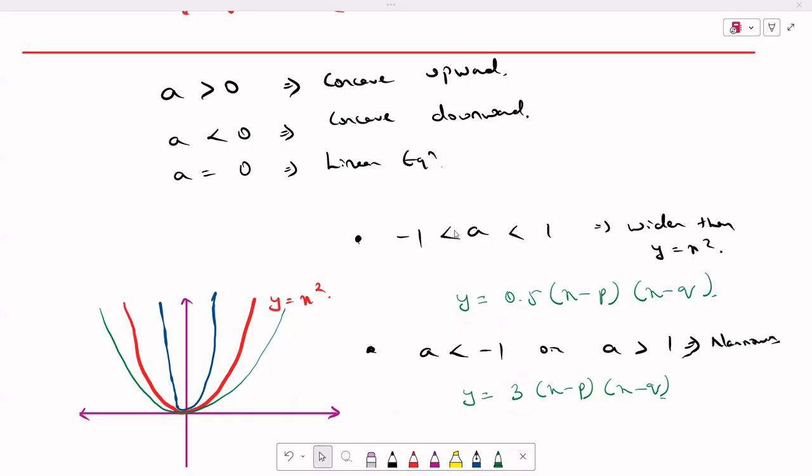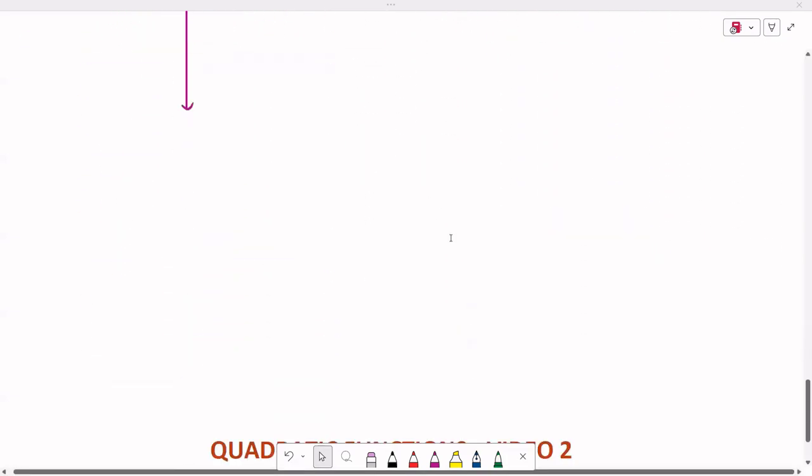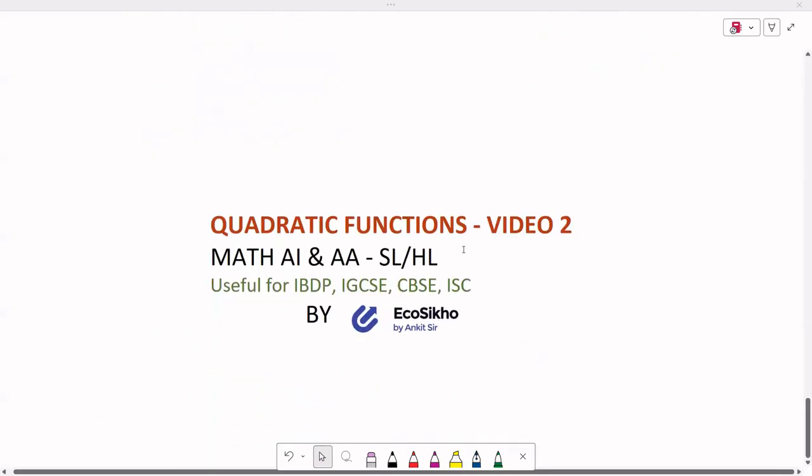So if a lies between -1 and +1, we get a curve which is wider than y equals x square. And if a is less than -1 or if a is more than 1, we get a parabola which is narrower than y equals x square. So that was all in video number 1. Let us now move ahead with video number 2.